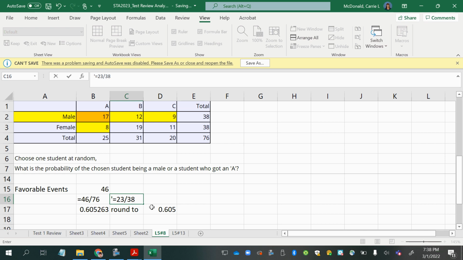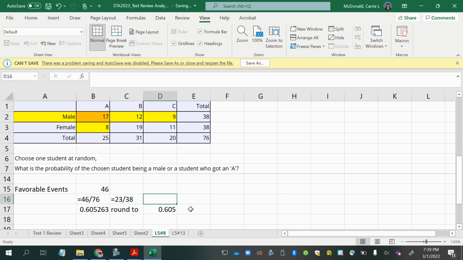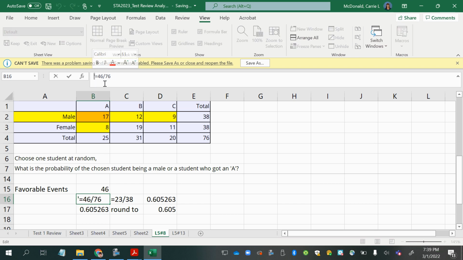Okay. So now to check if that is equivalent to the original fraction, I can just do 23 divided by 38 and see that I do get the same answer. As a note, when I am typing into here to show the solution and I don't want it to calculate, all I do is put an apostrophe first before anything else. That way it'll read everything as text. And then when I want to calculate something, I make sure to just have the equal sign so it'll understand that I'm asking it to do a calculation.